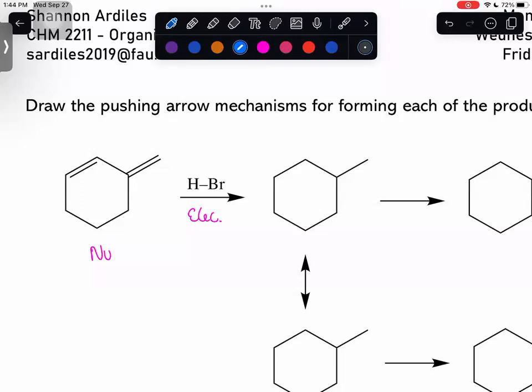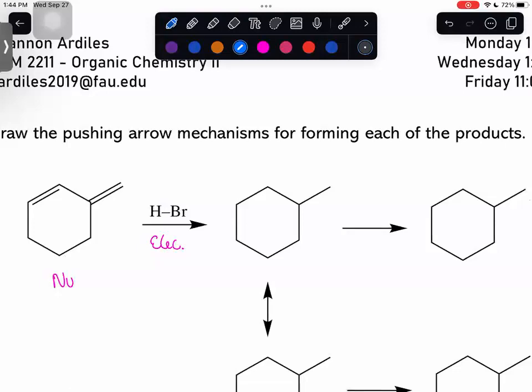So, in a way, yes, that's going to create one of our products that we need. So remember, the whole goal is 1,2 and 1,4. First of all, very first step, the double bond is going to attack my electrophile. More specifically, it's going to be attacking that hydrogen, so we can take it away, and that's going to break the bond.